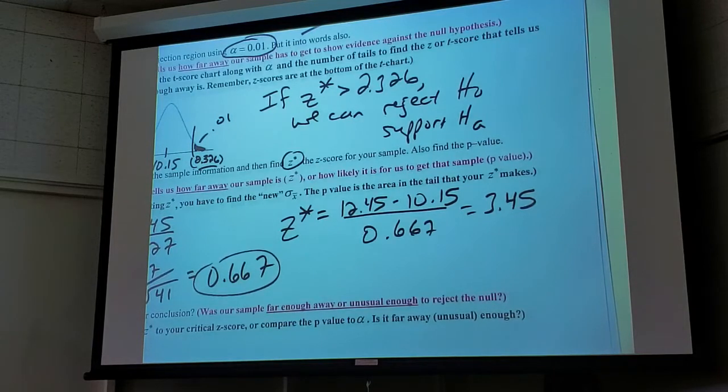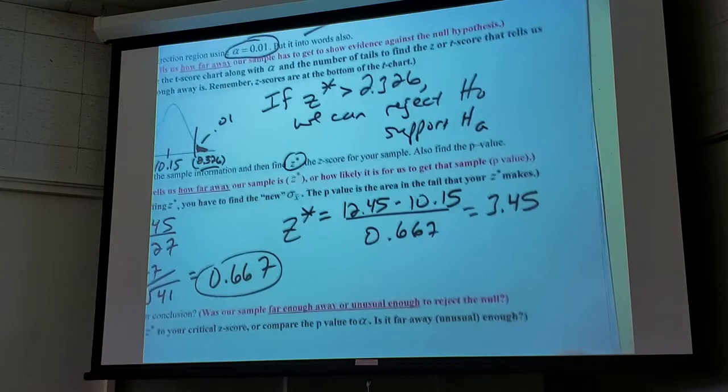What do you guys take away? What's a z-score of 3.45? How do you feel about that just in general? It's pretty damn big, right? Because unusual at least used to start always around 2. No matter what you call unusual, 3.45 is almost off the chart, right? So that immediately is like, holy shit, that sample is way out there. And did we get past the benchmark? Yeah. We only had to get bigger than 2.326.